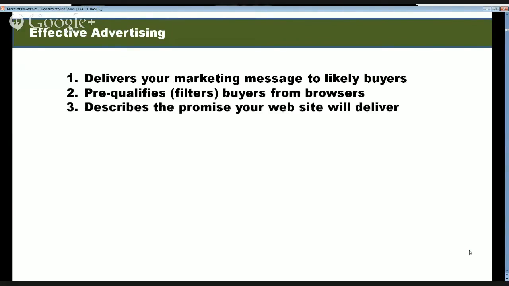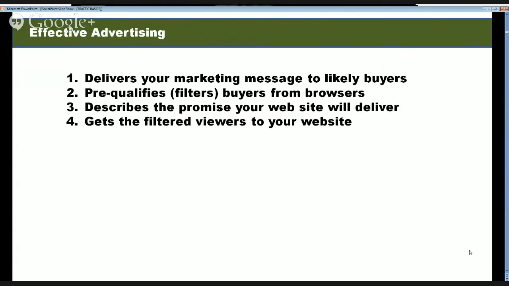On the internet, your advertising has got to describe the promise that your website will deliver. Now, what do I mean by that? Well, you're going to be taking people from the ad they click on to your website, to your landing page. And so you've got to be sure that what they're promised in the ad is what they're being delivered on your website. Otherwise, they're just going to leave. And of course, the ad has got to actually get them to the website.